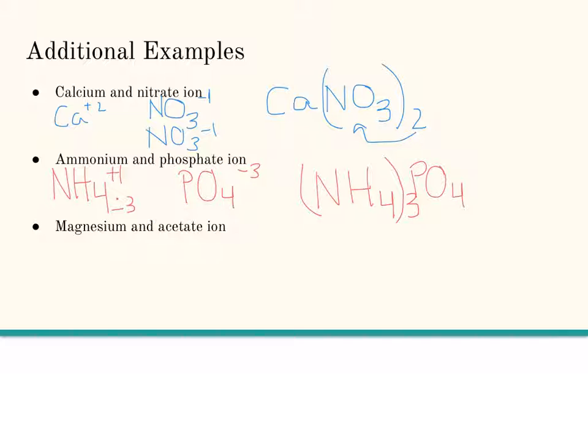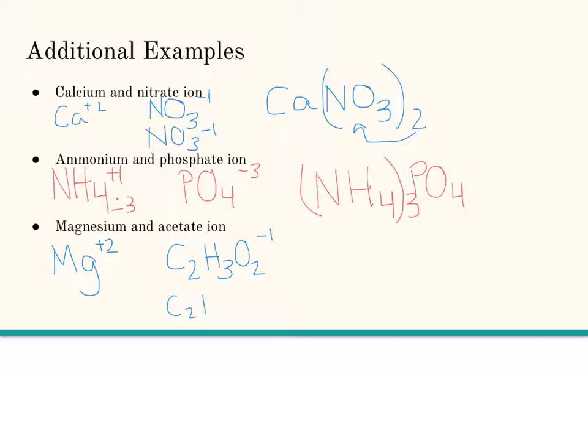My last example, I'm going to look at magnesium and acetate. Magnesium is an element, so on the front of my periodic table, I can see it's Mg. The charge, or the oxidation number, is +2. Acetate is a polyatomic ion. It has a longer formula, C2H3O2. That formula stays the same, but that entire ion carries a charge of -1.